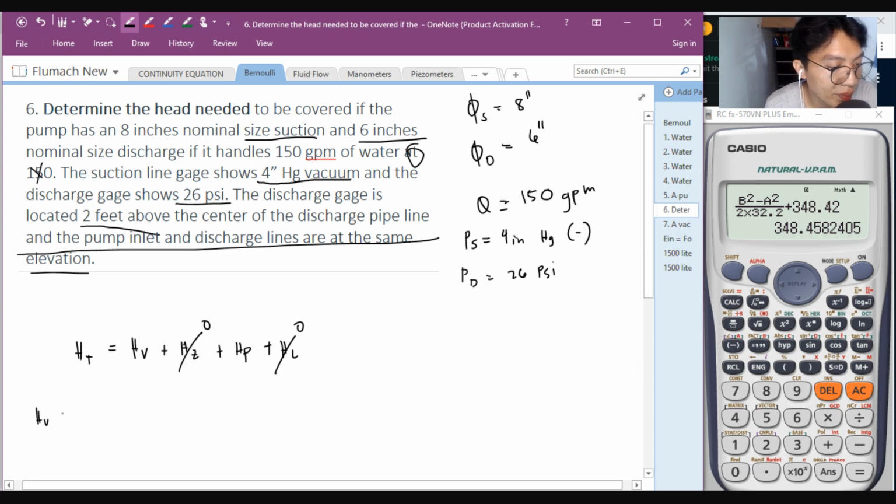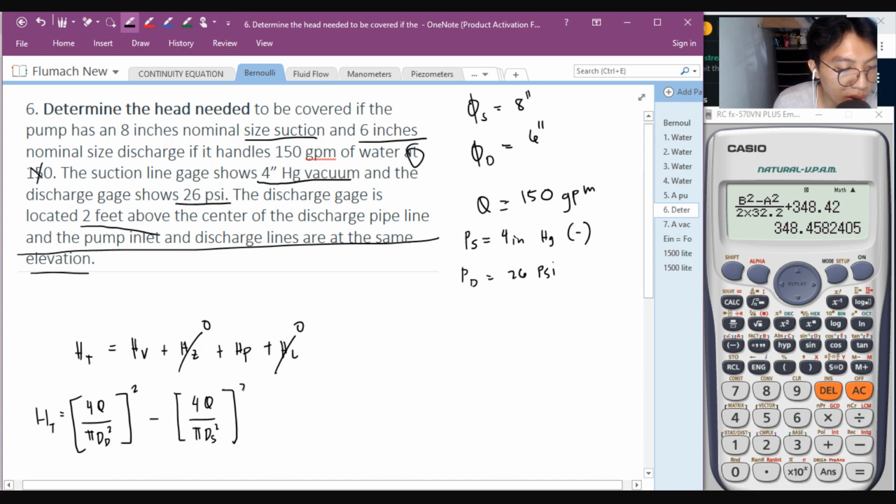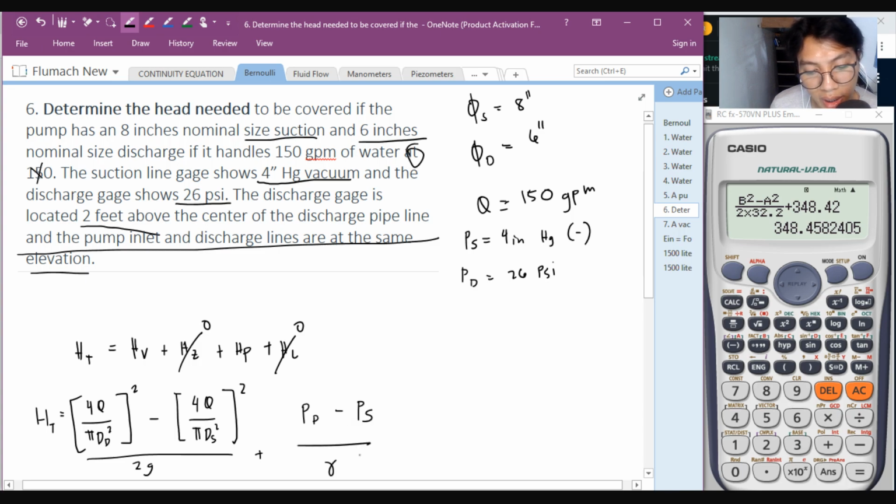So, HV equal to 4Q over pi D squared. Squared natin to. Head total ko na. Diretsong calculation. Head total minus suction 4Q over pi Ds squared. Squared natin, divide by 2G plus yung PD minus PS divide by gamma.